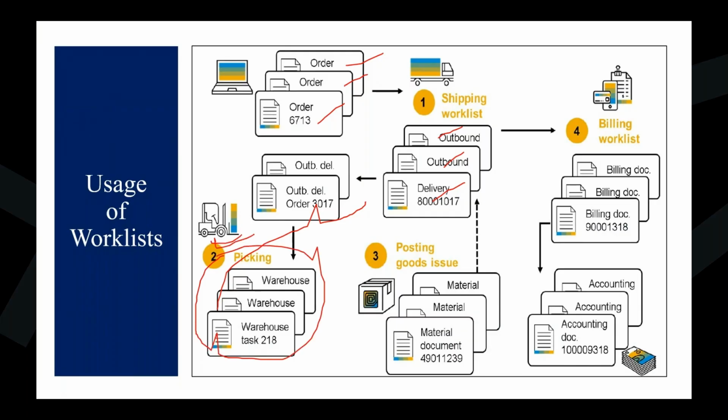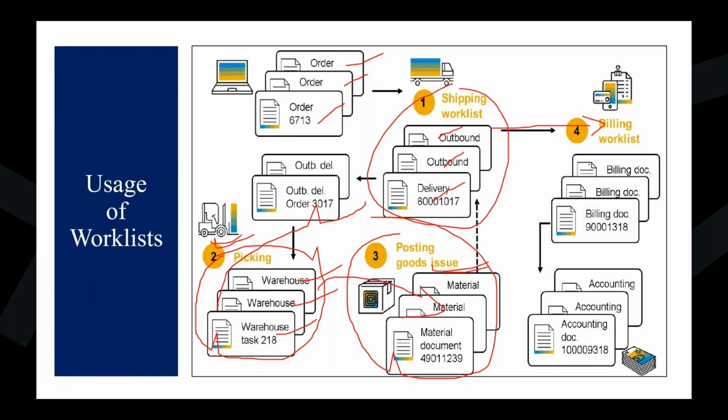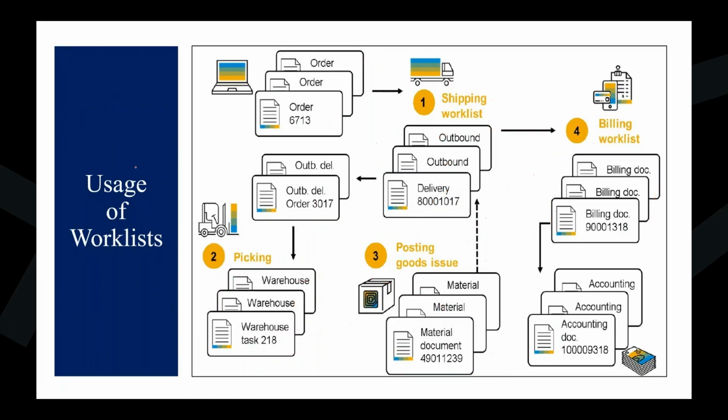Second one, collectively you can do picking. Okay, and then for the picked outbound deliveries, you can do post goods issues collectively. And after that, once the post goods issue is done, for those outbound deliveries using billing work list, you can create the invoices. Billing activity you can do collectively. Okay, so basically you use this work list to carry out your collective processing.